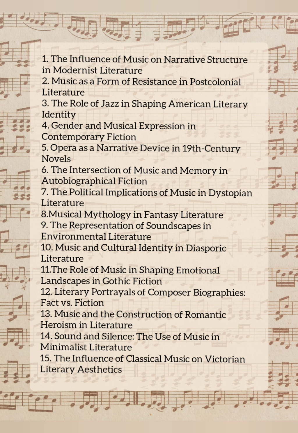Next is sound and silence: the use of music in minimalist literature. So analyze how minimalist authors use music and silence to create narrative tension and meaning. And the last topic is the influence of classical music on Victorian literary aesthetics. That is, examine how classical music shaped literary aesthetics and themes in Victorian literature.